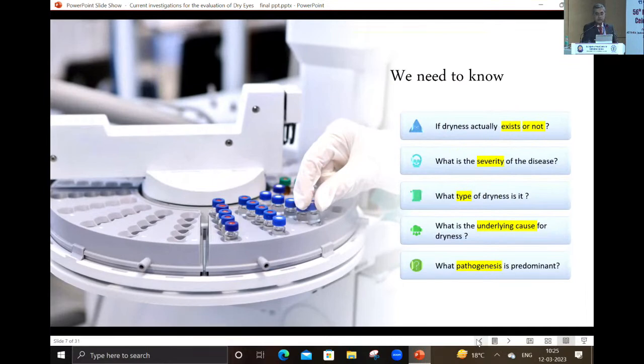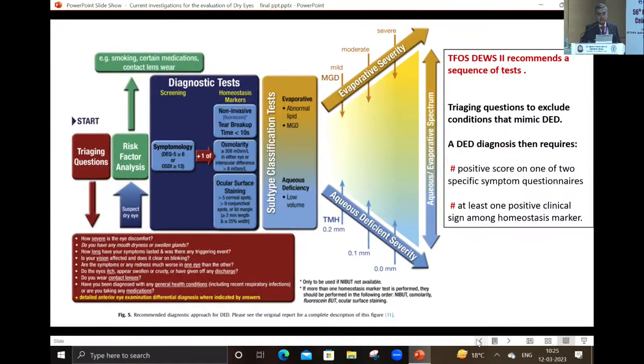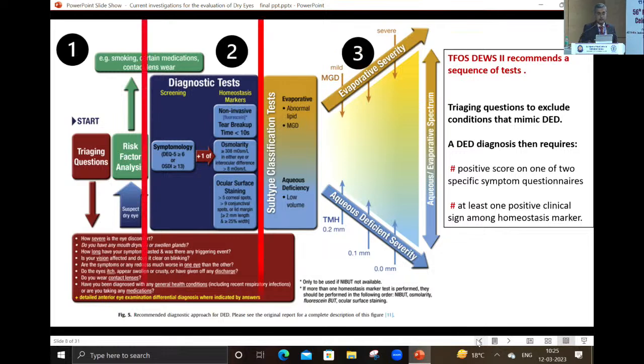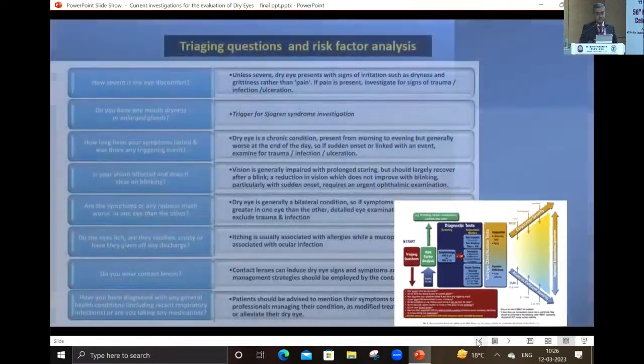By the end of this, we have to know whether dry eye exists or not, of what severity the disease is, what type, and what is the underlying etiopathogenesis. So this is the dry eye diagnostic approach that has been put forward by the DUCE-DUE. If you look at it, there are actually three parts. The first part is the triaging of the patients and the risk factor analysis. The second part is the diagnostic test, which actually diagnoses the dry eye. And the third part is the subtype classification of the disease.